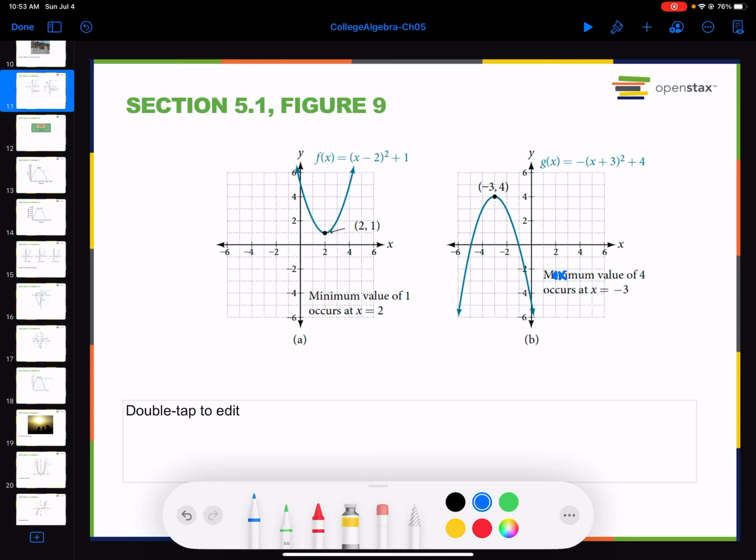So you can see in this particular case, it happens at the vertex. So our vertex here is negative 3, 4, and you can see that right here. So your h value is negative 3, and your k value is 4. So there's your vertex for that one, and it's going to be a maximum. The maximum value of 4, and that occurs when x equals negative 3. And then in this one, it's a minimum because it's the lowest point on the parabola. And you can see again from the equation, we've got 2, 1. So our minimum value of 1 occurs when x equals 2.